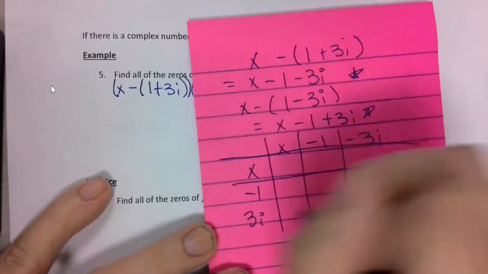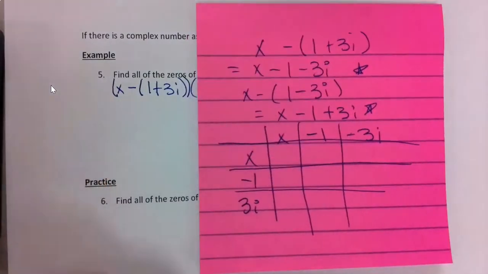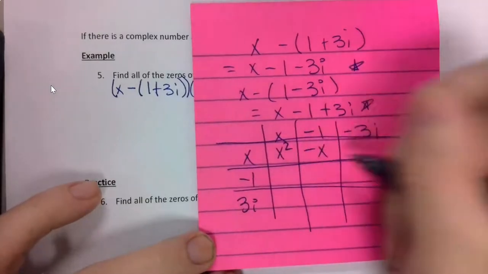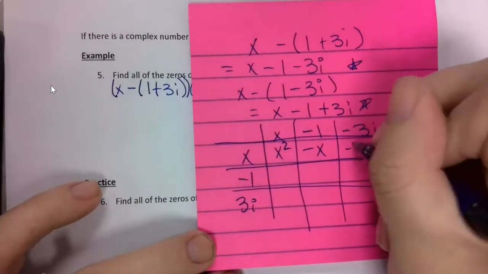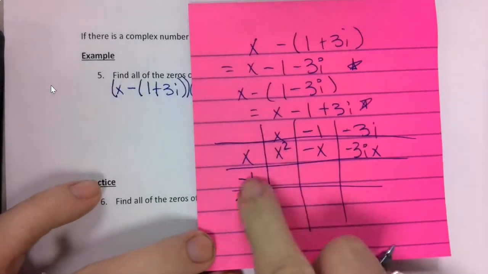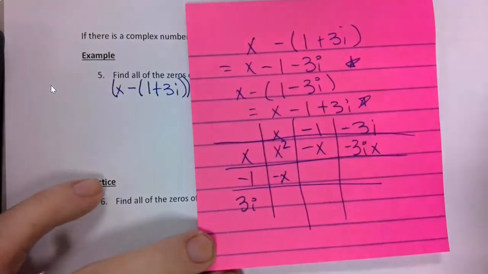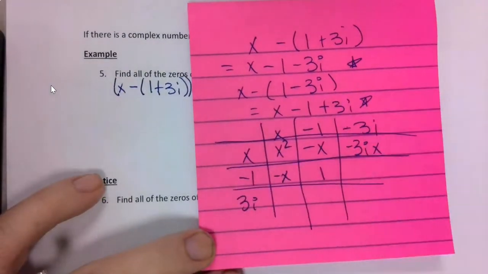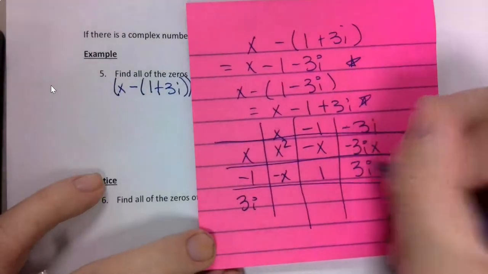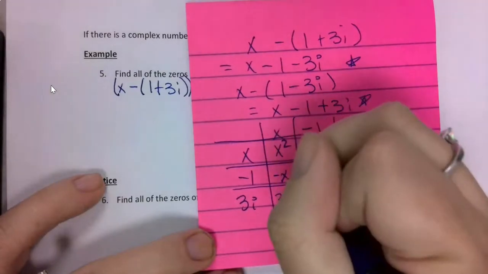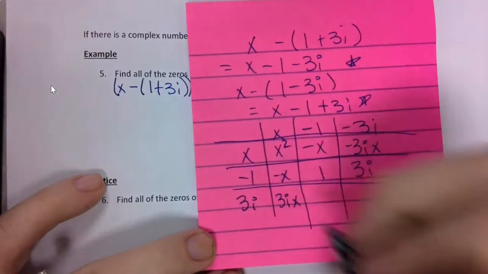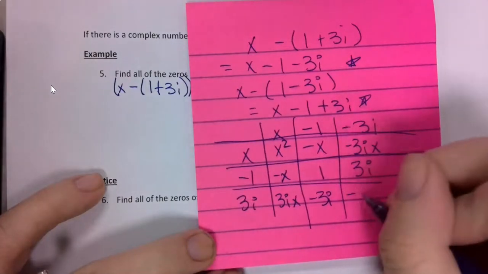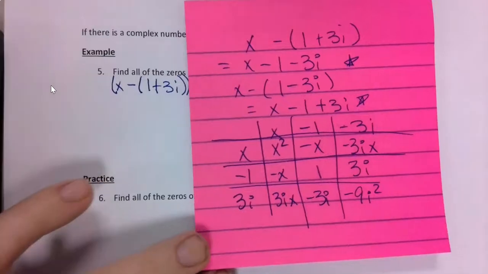I didn't need to draw these lines, they're already on there. Then I want to multiply in each of my boxes. I have x times x gives me x squared. X times negative 1 gives me negative x. X times negative 3i gives me negative 3ix. Negative 1 times x is negative x. Negative 1 times negative 1 is positive 1. Negative 1 times negative 3i is positive 3i. X times 3i is 3ix. 3i times negative 1 gives me negative 3i. 3i times negative 3i gives me negative 9i squared.